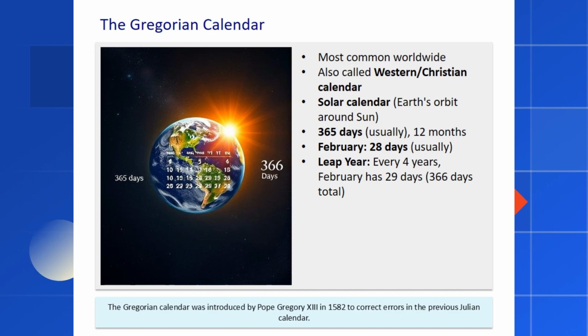Here's a cool fact. The Gregorian calendar was introduced by Pope Gregory XIII way back in 1582. He created it to fix some small errors that had built up over time in the older Julian calendar.